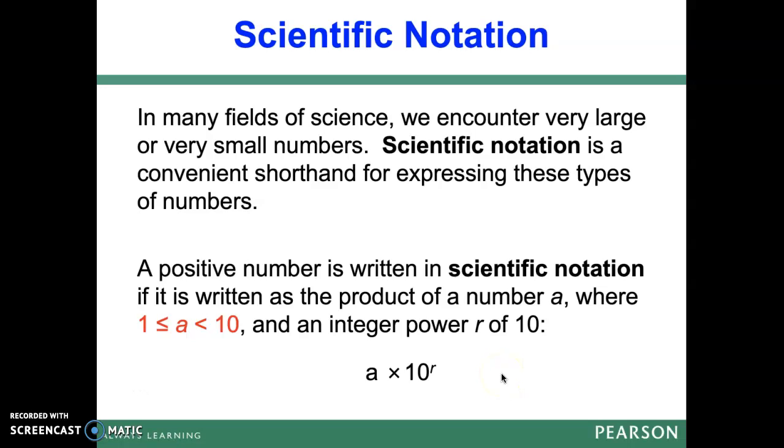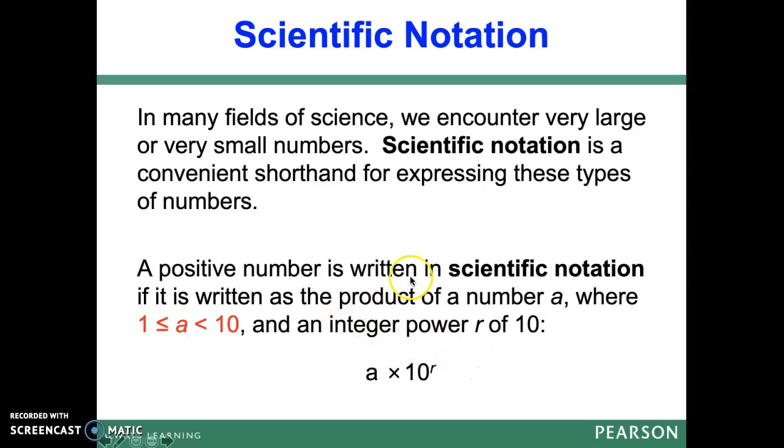Lesson 5, Part 3, Scientific Notation. In many fields of science, we encounter very large or very small numbers. Scientific notation is a convenient shorthand for expressing these types of numbers.